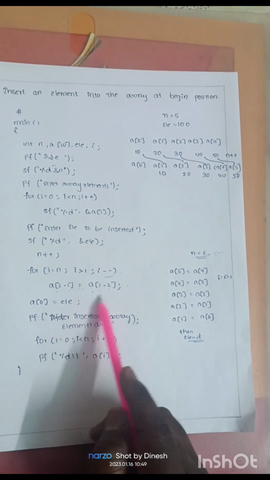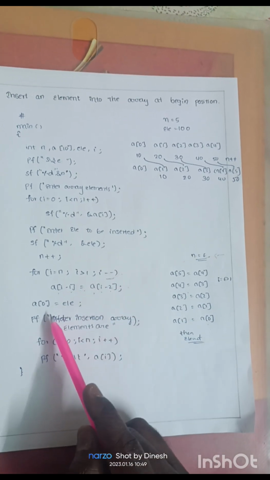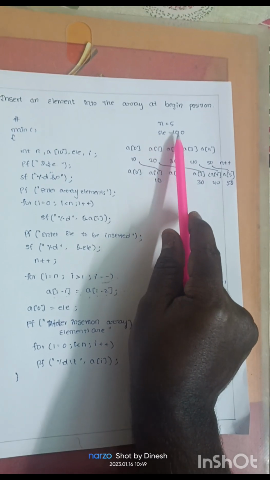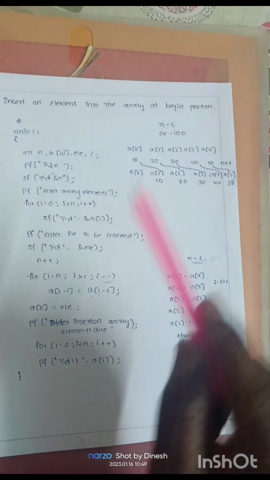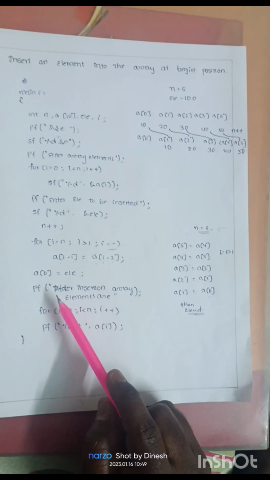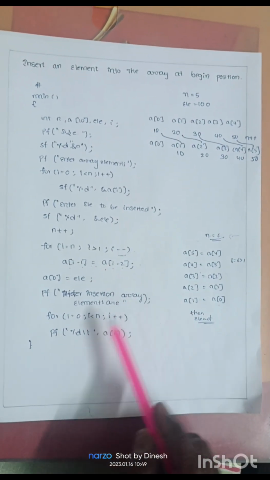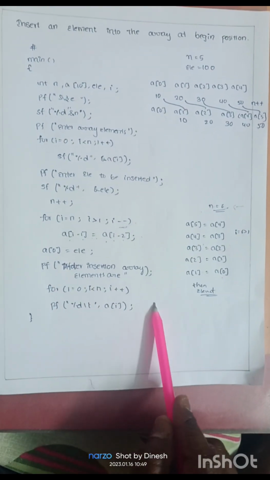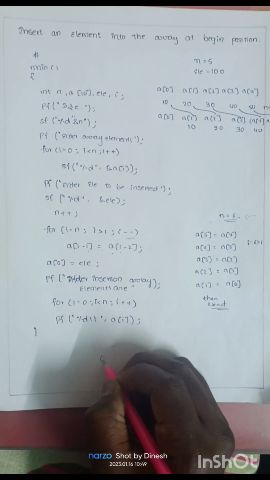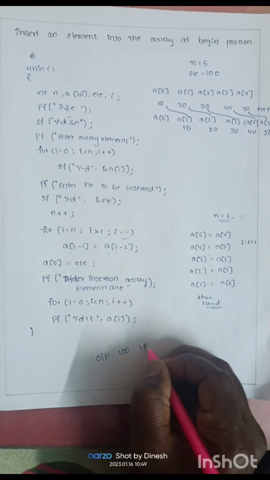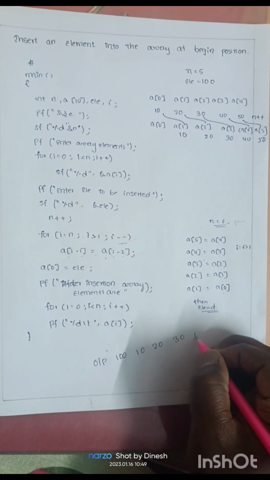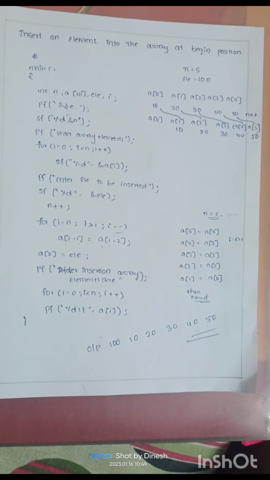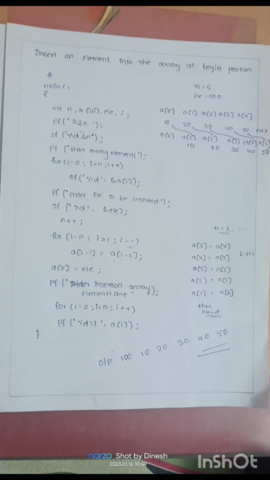At last the loop is exited, then a of 0 equals element. Finally, our main target is to insert the 100th element at the 0 location, so it will be inserted here. Printf after insertion array elements are, for iteration and display we use a for loop and print like this. At last the output is 100, 10, 20, 30, 40, 50. This is the logic for inserting an element into the array at the begin position.